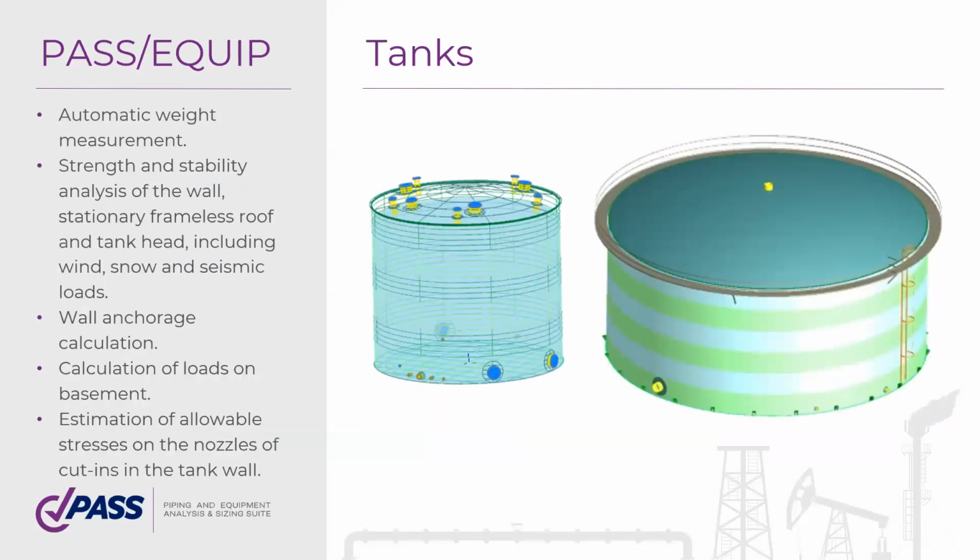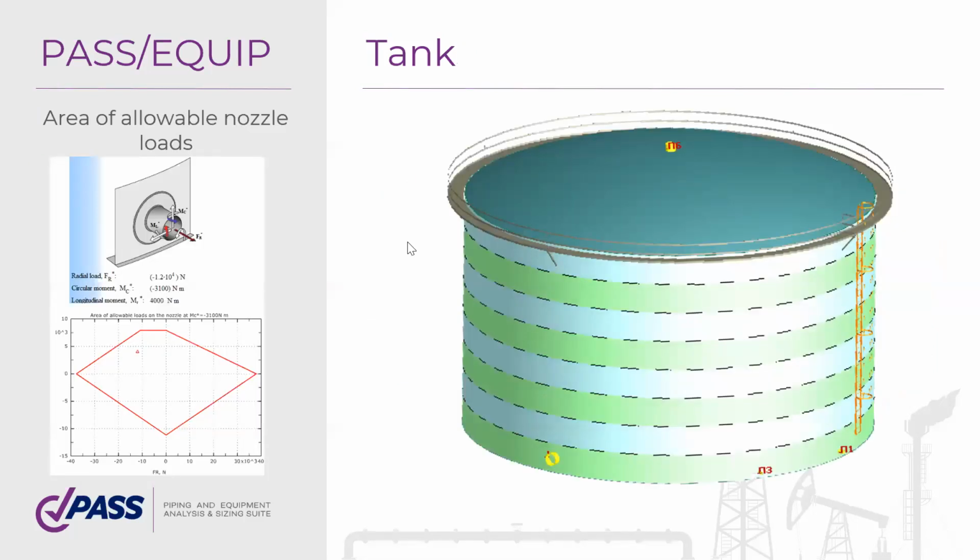For tanks, tanks are a bit of a separate story, because you need to analyze stability of the wall, of the roof, and it's very important to analyze each nozzle of the tank. So, for example, this is how we represent results for a nozzle in a tank wall. This is a diagram of a load combination on this nozzle.